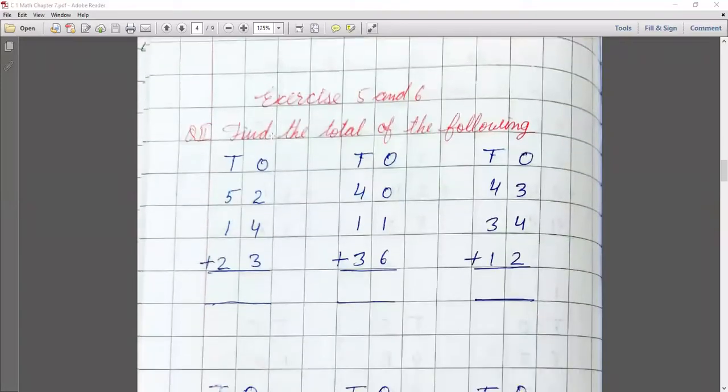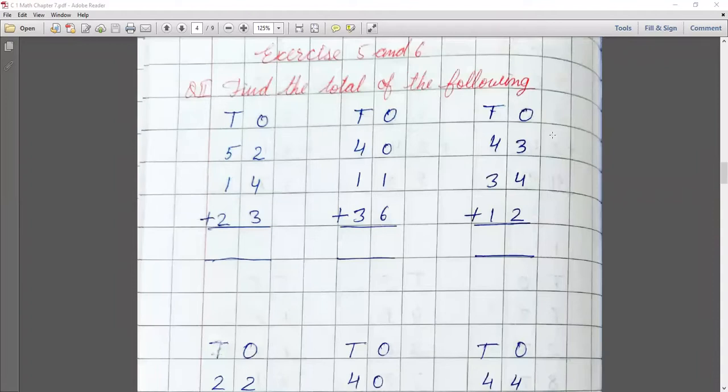Yes, again you should write chapter number, then number of exercise, number 5 and 6. Now let's do it. Question number 1. Find the total of the following. Tens ones, tens ones, tens ones. You should write tens and ones in the front of your sum.